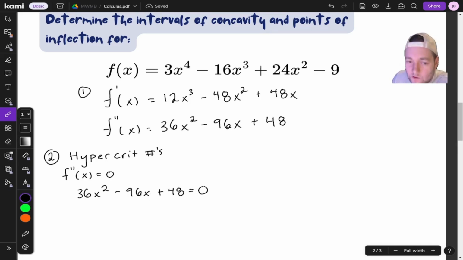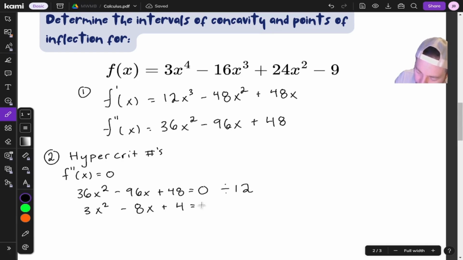Now, like I said before, we want to make life as easy as possible. So we want to divide by something here as much as we can. So I think I'm going to divide this by 12. Just going to get my calculator to make sure I don't make a mistake. So I'll divide this by 12. So that leaves me with 3x squared, and then 96 divided by 12 is 8x, and then 4 equals 0. Just want to make sure I got that 96 by 12 correct.